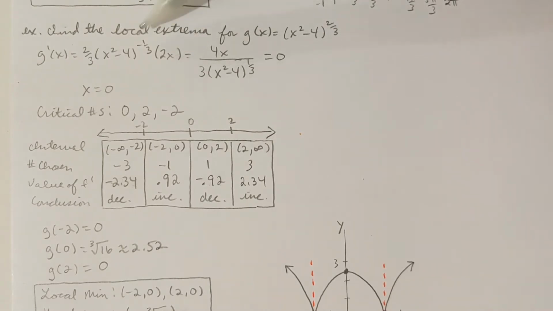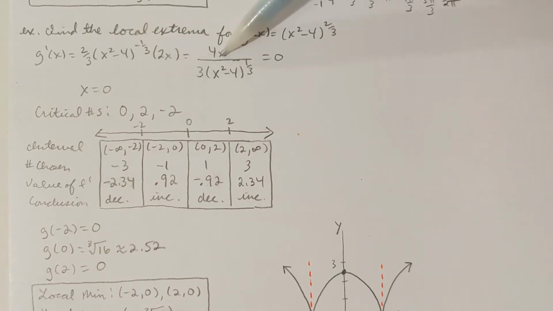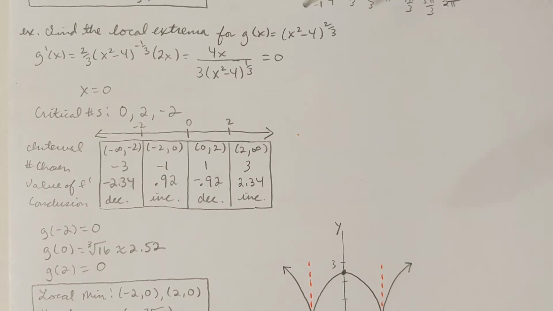When you simplify that, we're going to have 4x divided by 3 times the cube root of x squared minus 4 to the 1/3, that's fine. Okay, and I'd want to set that equal to 0 and solve. If you multiply both sides by the denominator, then that'll clear out the fraction that we have on the left. 4x equals 0 means that x is 0.